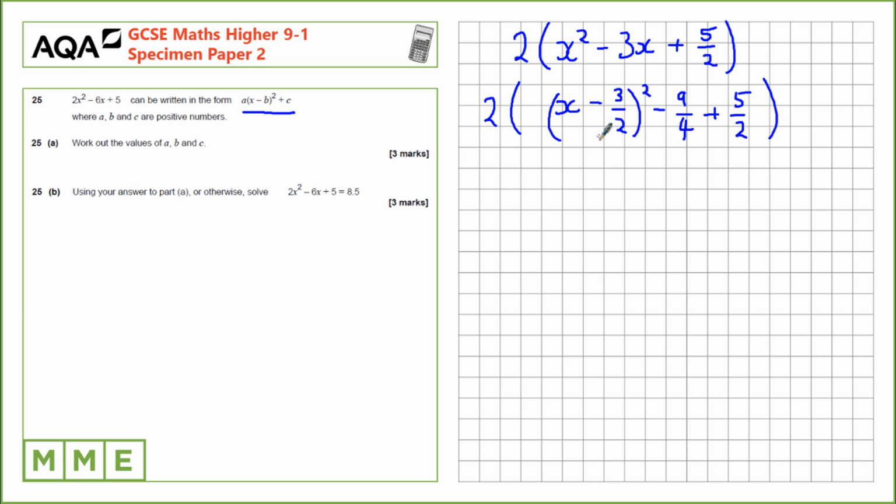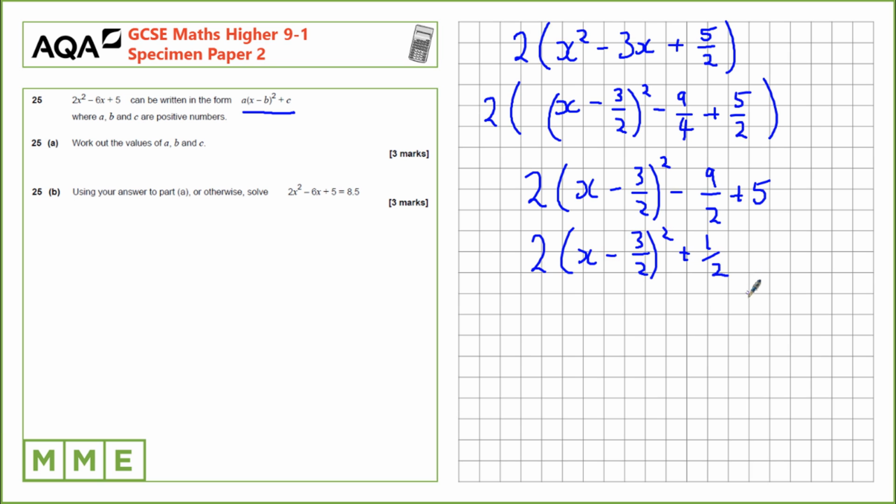Now let's multiply through by 2. We get 2(x minus 3 over 2) all squared. This is already looking like this a(x minus b) all squared. Minus 9 over 2 plus 5. The last thing we need to do is combine these two. So we'll have 2(x minus 3 over 2) all squared plus a half. So our values here: a is 2, b is 3 over 2 because we've still got the minus sign in both of them, and c is a half.